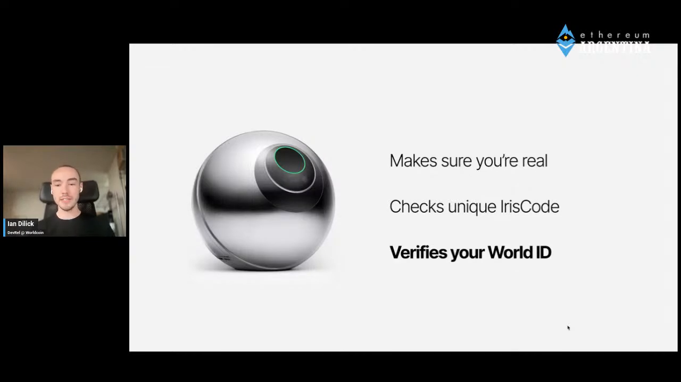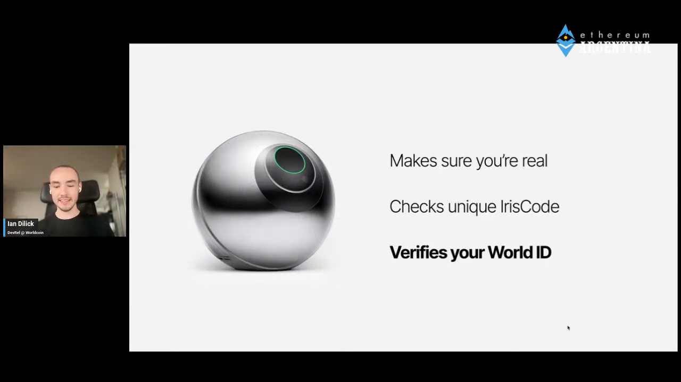You might choose to opt in so that if we have a significant upgrade to our algorithm in the future, you wouldn't have to be re-verified at an orb. Additionally, we can use those images to help train our algorithms and improve the safety and security of the system. But again, it's entirely optional to have those images stored. And once we've verified that that iris code is unique, we verify your World ID.